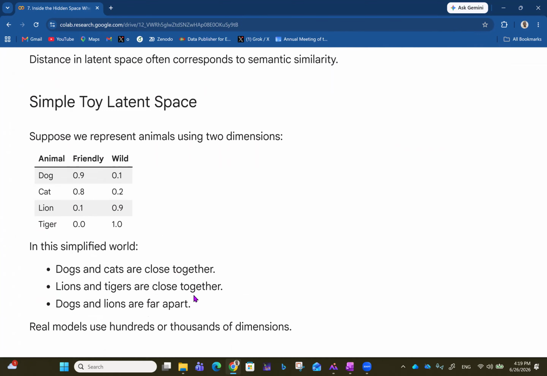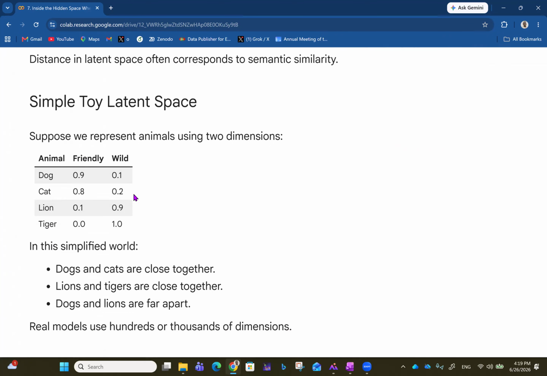So imagine a simple toy latent space. Suppose we represent animals using two dimensions: friendliness and wildness. Dog is 0.9 friendly and 0.1 wild. Then we can say cat is 0.8 friendly and 0.2 wild. Lion is 0.1 friendly and 0.9 wild. While tiger is 0.0 friendly and 1.0 wild. So now you have chosen numbers to represent each of these animals.